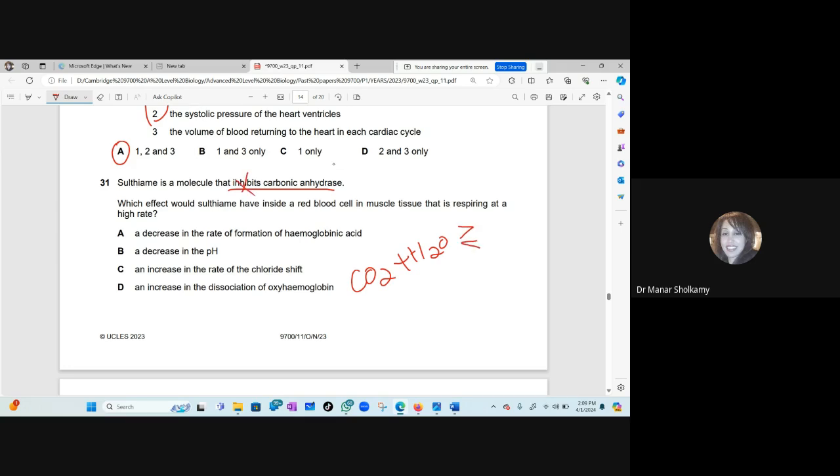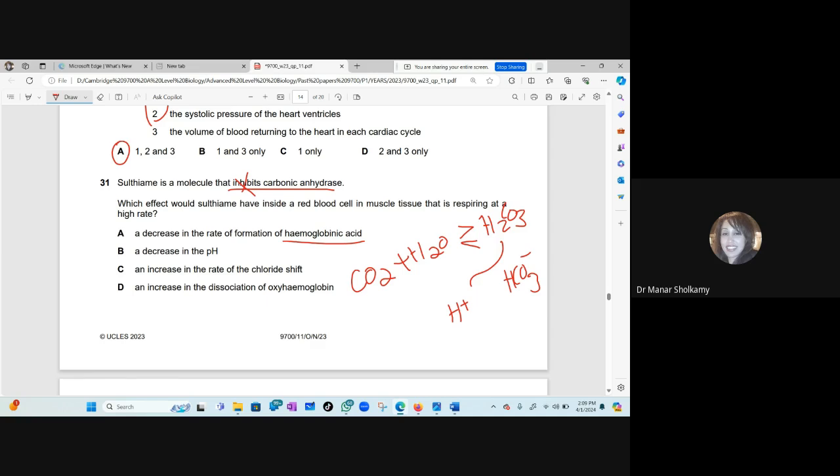Okay. Now, which effect will sulfame have? It will inhibit the enzyme, so I don't have the carbonic acid, H2CO3. And this carbonic acid dissociates into hydrogen ions and hydrogen carbonate ions. So this reaction will actually slow down. So let's see. A, a decrease in the rate of the formation of hemoglobinic acid. Is this correct? Wrong. Why wrong?